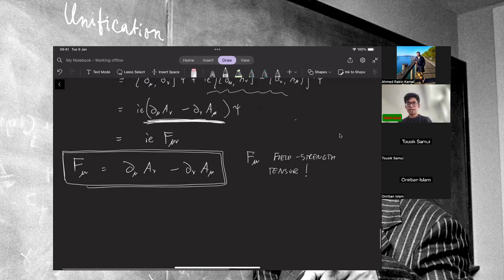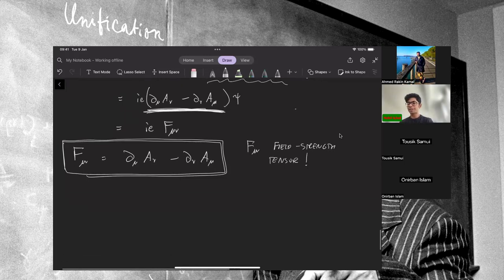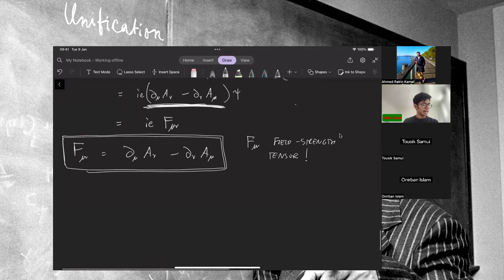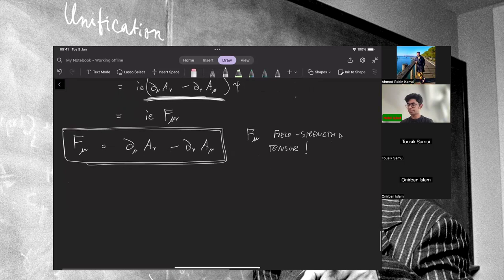Okay. But let's run this. So what have we done? We have started with a Dirac Lagrangian. We made it locally gauge invariant. We ended up with a new field A. And now we've constructed a field F, which is this derivative of A. And now this F mu nu is gauge invariant.